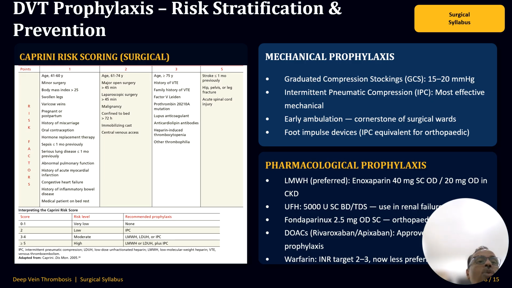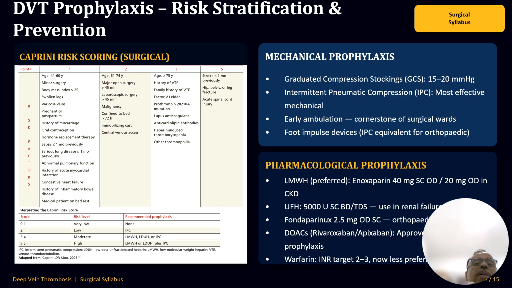If the Caprini risk score is 2, then the risk level is low, and here you can use different types of low molecular weight heparins. Similarly, 3 to 4 and more than 5. If the score is more than 5, then the risk level is very high. Here you have to use low molecular weight heparins and also IPC. IPC is intermittent pneumatic compression.